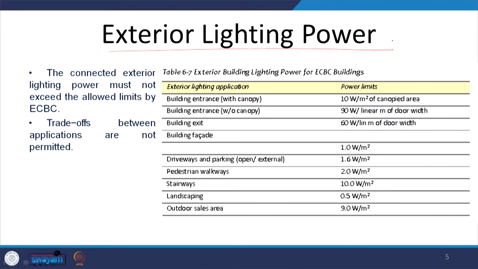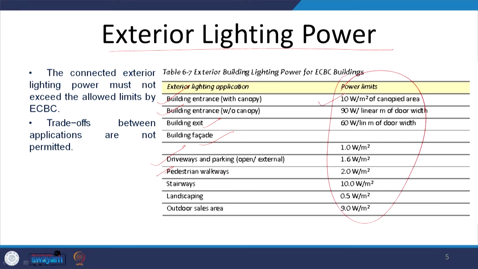Now, this was for interior, artificial lighting. We also have a compliance approach for exterior lighting power. Exactly in the same manner as for interior lighting power, we have prescriptions for exterior lighting applications, for example building entrance with canopy, building entrance without canopy, exit, building facade, driveways and parking, pedestrians, and so on. And then we have the power limits, the LPDs.